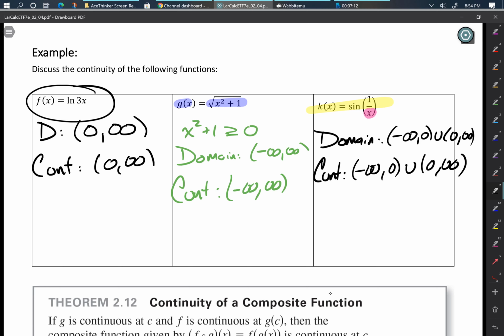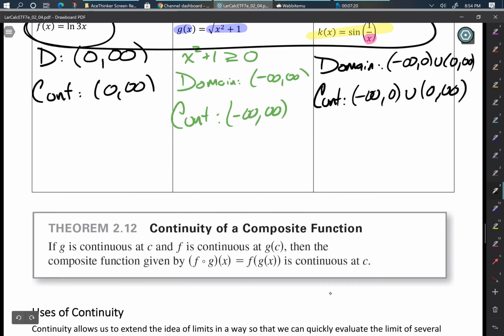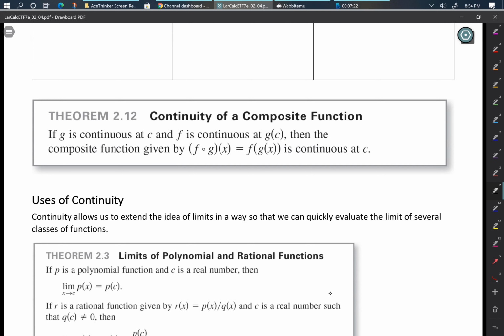Now what you might have noticed is that all three of these functions, while they are a logarithm, a root, and a trigonometric function, they are also all composite functions. And the theorem about composite functions says that if g is continuous at c, and f is continuous at g of c, then the composite function f of g is going to be continuous at c.